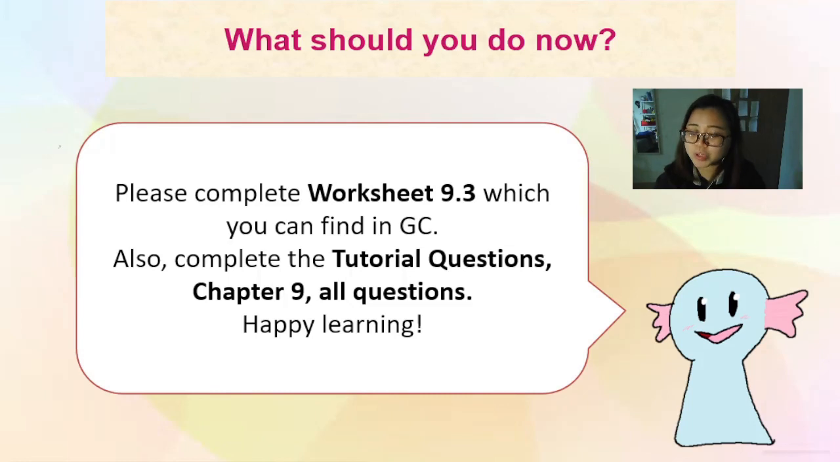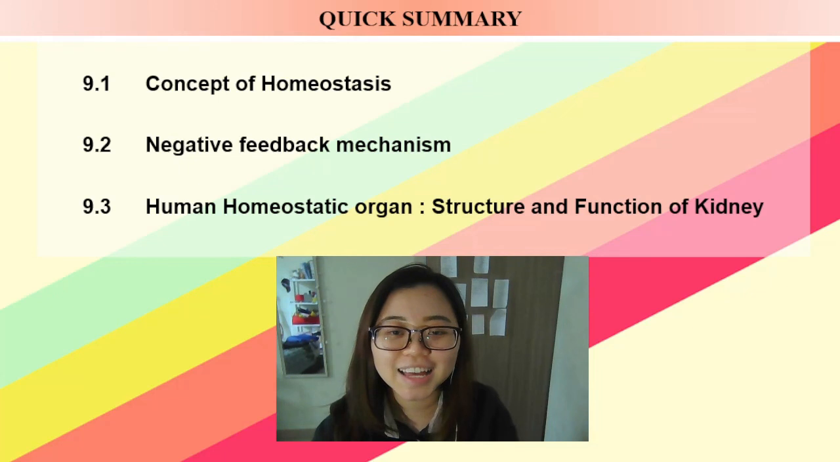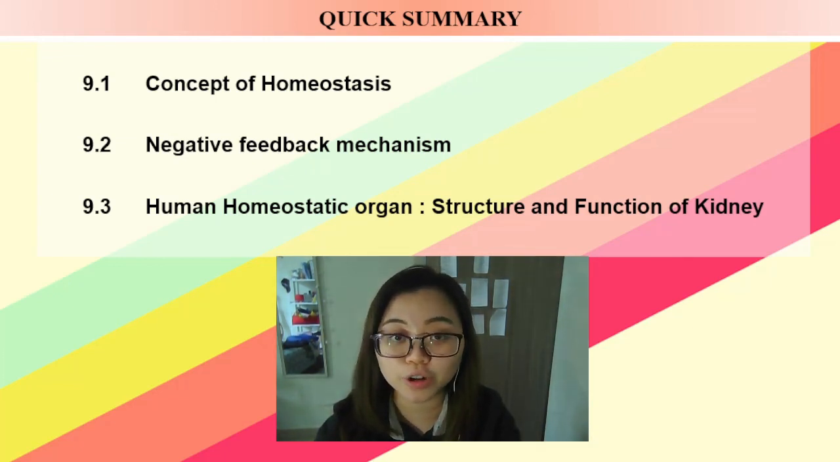Now, what you should do is please complete the worksheet for 9.3, which you can find in the Google Classroom. And in addition, please also complete the tutorial questions for Chapter 9, all the questions if possible, and hopefully that will help you enhance your understanding. Let's end the video with a really quick summary on what we've learned in this chapter, which is the concept of homeostasis, negative feedback mechanism using the example of regulation of blood glucose, and last but not least, in this last 4 videos, you've learned about the human kidney functions and how it carries out homeostasis in our body.